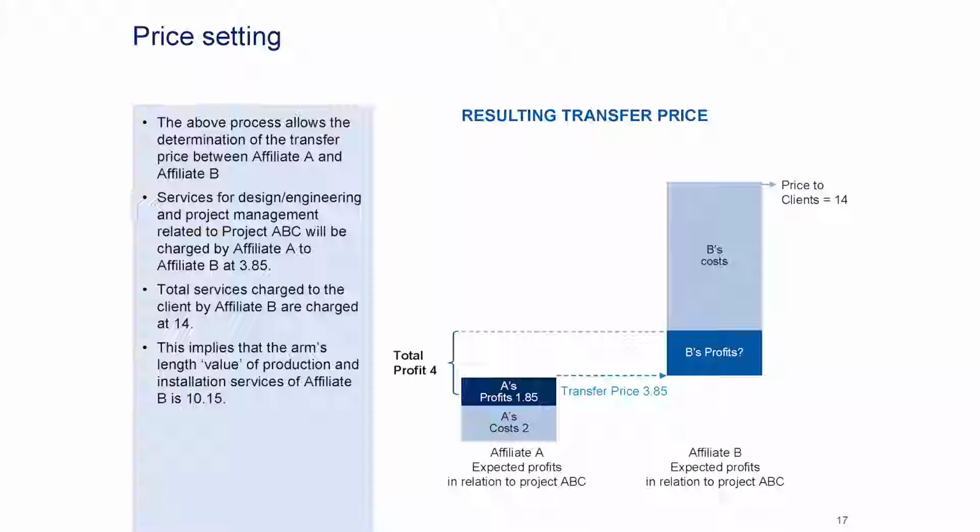The last slide is the price setting. Once you've done all this process, you are in a position to allocate profits to the two companies based on a very detailed process that allows to set the price for the design, engineering, and project management services from affiliate A to affiliate B. In the case at hand, it's 3.85, which is composed of the cost of affiliate A plus its benchmarkable return plus a share of the residual profit.